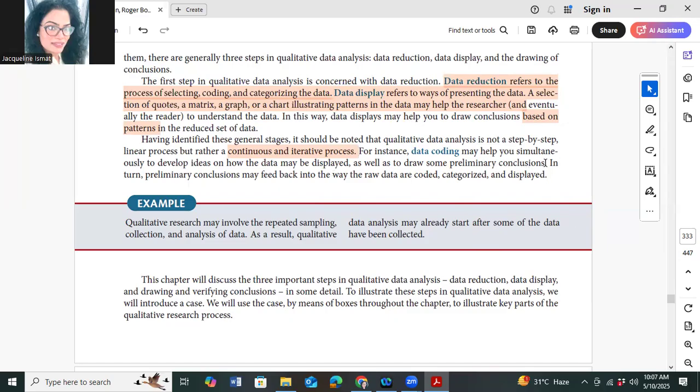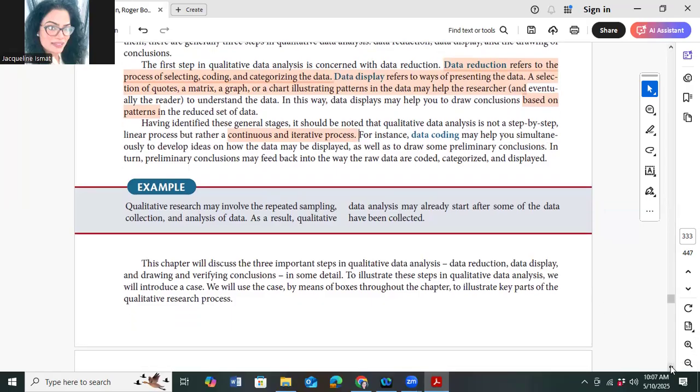When the time comes, I'll show you how it's done. For now we just read and develop knowledge, then we'll move forward. For instance, data coding may help you simultaneously develop ideas on how the data will be displayed, as well as how preliminary conclusions can be made. So the preliminary conclusions that we made may be feedback in the way the raw data are coded, categorized, and displayed. So let's see an example and develop some understanding from it.